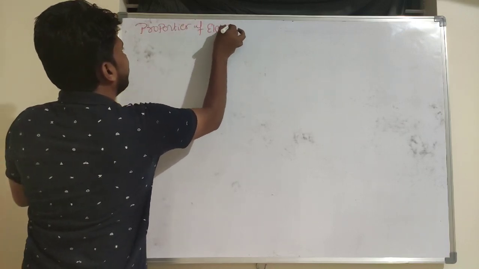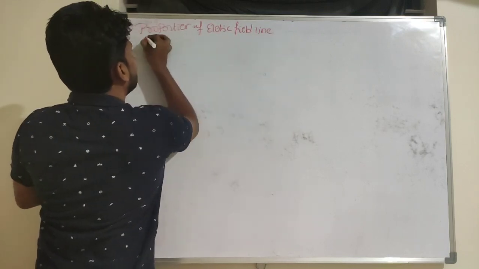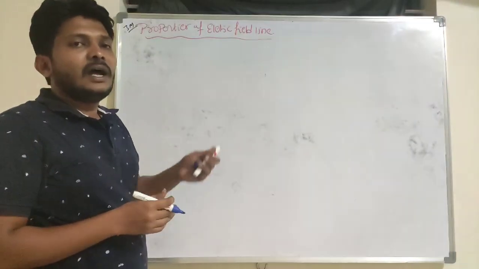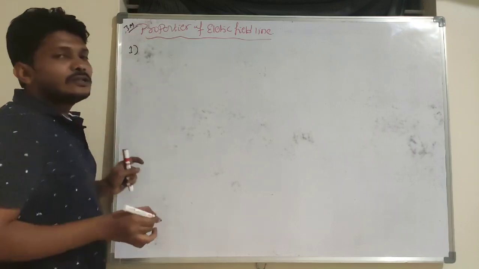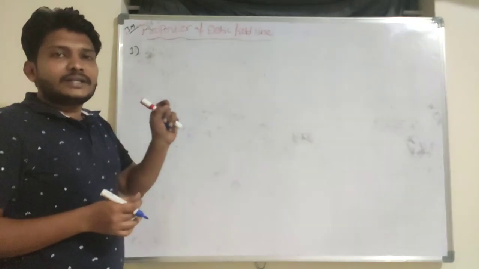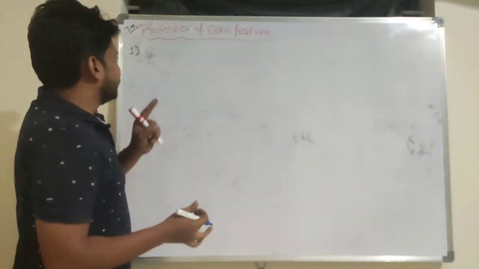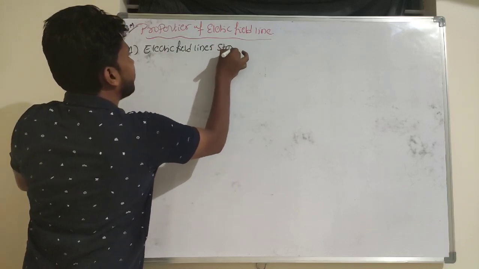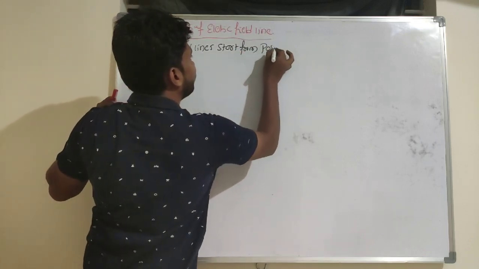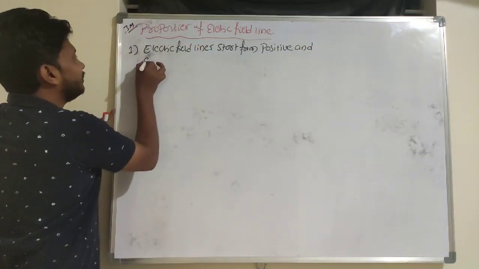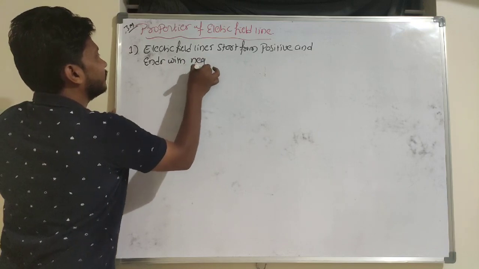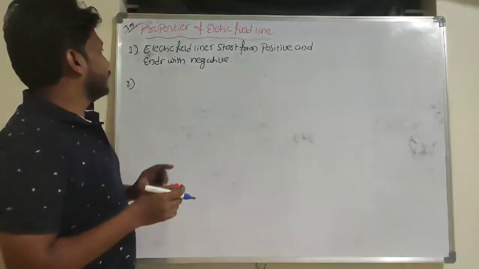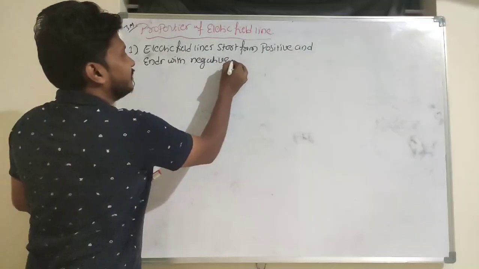Properties of electric field lines. For the theory examination, most of the time for 3 marks they ask a question like, write the properties of electric field lines. So what are the properties of electric field lines? The first property is electric field lines start from the positive and end at the negative. So remember that point. Electric field lines start from the positive charge and end at the negative charge.